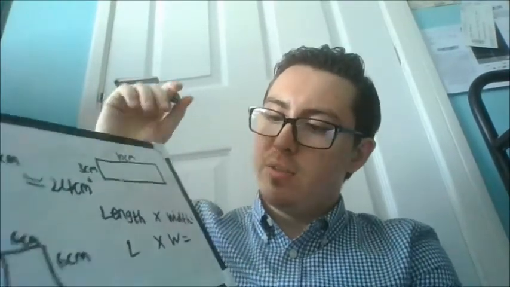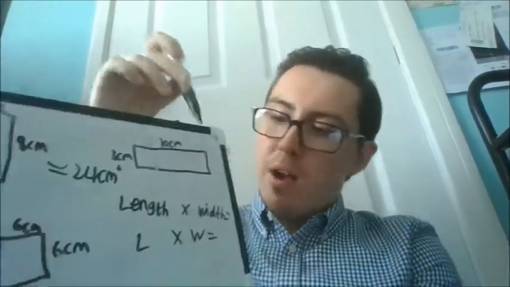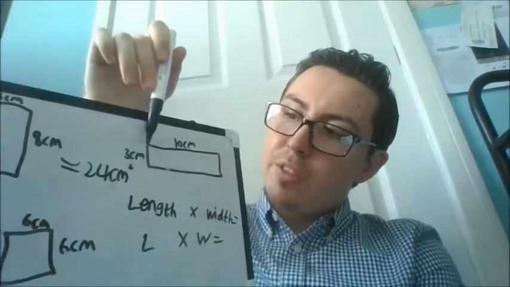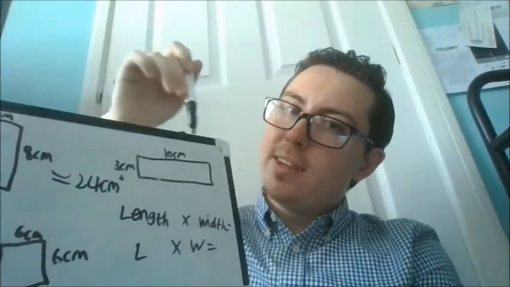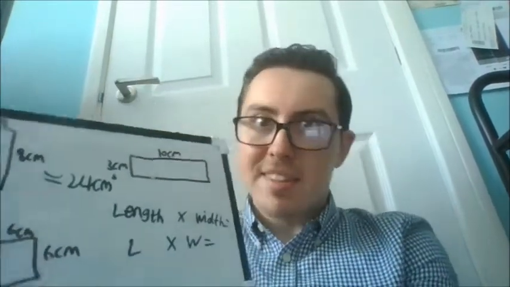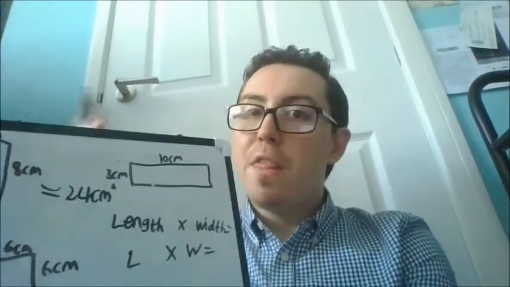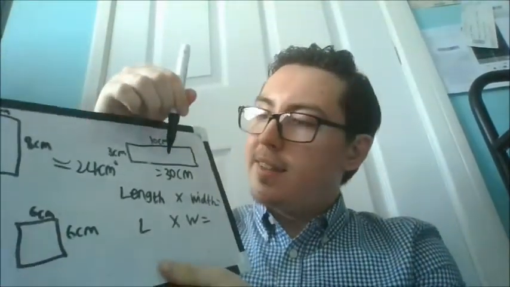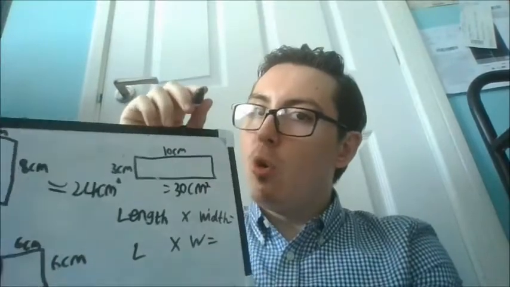Okay, let's do this one. So our length, how tall it is, it's 3 centimeters. How wide it is, it's 10 centimeters. 3 times 10, that's easy enough. 3 times 10 is 30. So it's 30 centimeters squared. Remember, area is always squared.